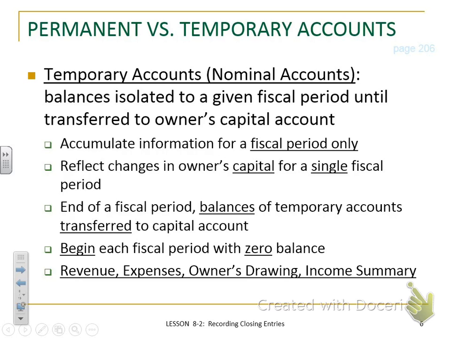At the end of the fiscal period, balances in the temporary accounts are transferred into the capital account, and at the beginning of each fiscal period, your temporary accounts start with a balance of 0. So your temporary accounts are revenues, expenses, owner's drawing, and what we call the income summary. And we'll learn about the income summary in this chapter.